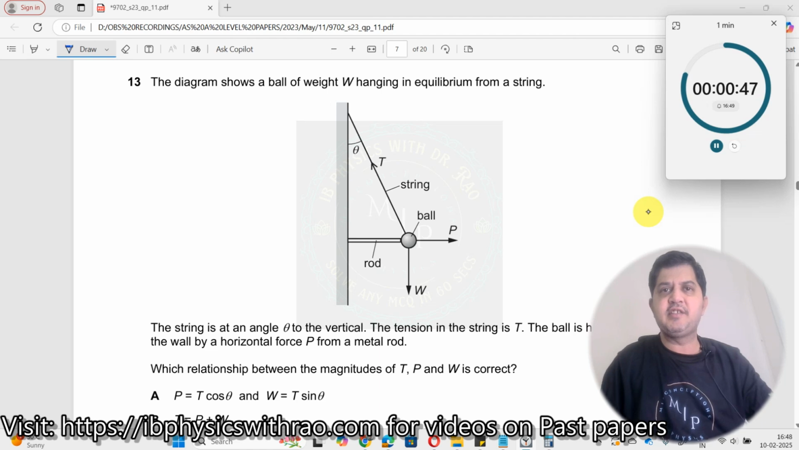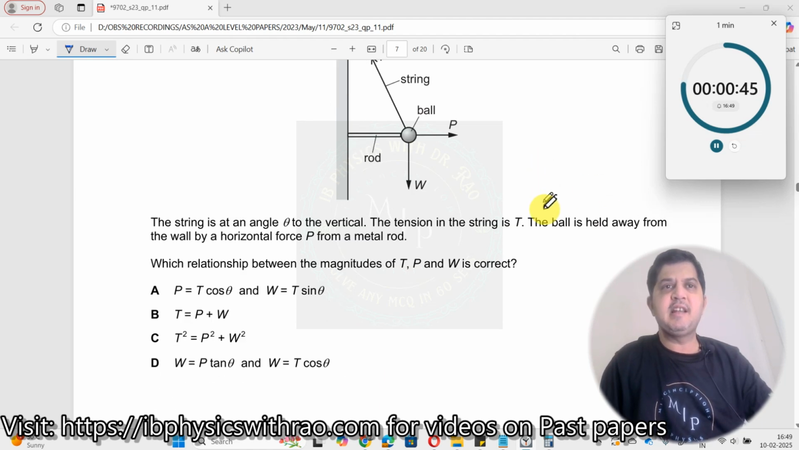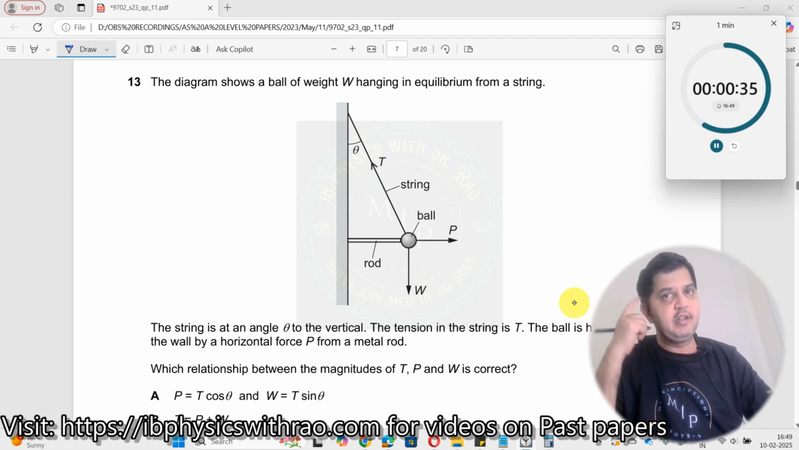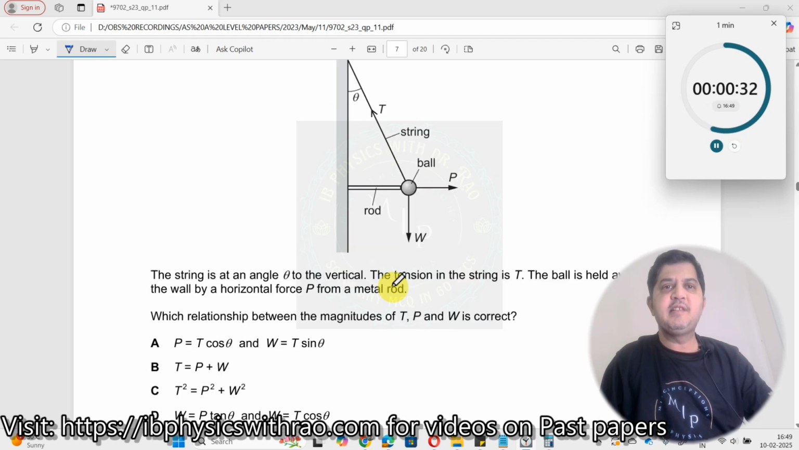The tension in the string is T, and the ball is held away from the wall by a horizontal force P from a metal rod. Okay, so you put a metal rod over here so the ball does not fall down here, and you put a string over here, so it has been held like this over here. Okay, and now the question is, which relationship between the magnitudes of T, P, and W is correct?